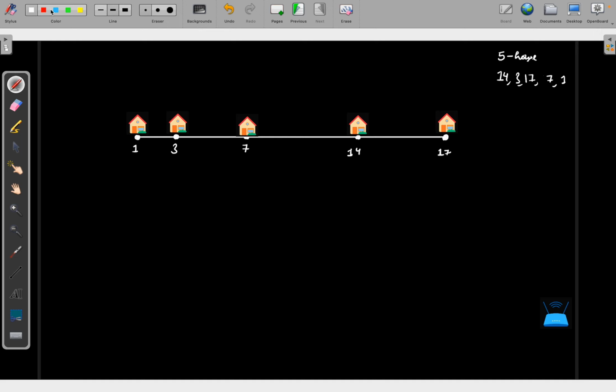So you can see the array that is given, the locations of houses, is not sorted. It should be position 1, then 3, then 7, then 14 and 17. So whatever the input is, we need to sort it, because I want to draw all the houses in a single line. So whatever the input is given, I need to sort it.